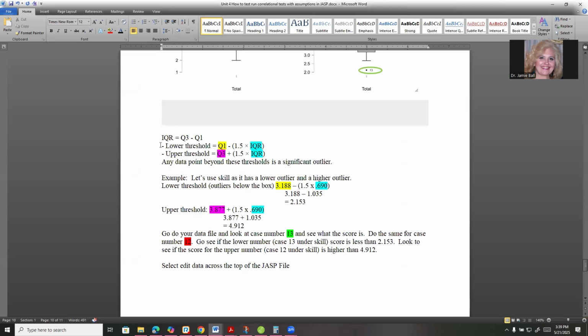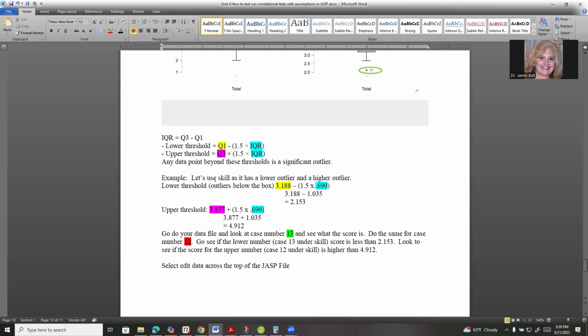All right. So for the lower threshold, it's quartile 1 minus, and in parentheses, 1.5 steps times the interquartile range. For the upper, it's quartile 3 plus the product of 1.5 times the interquartile range. So I worked through my example.